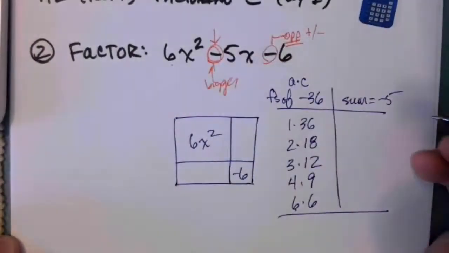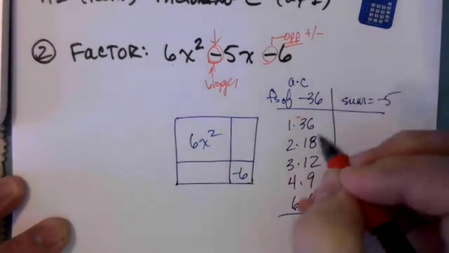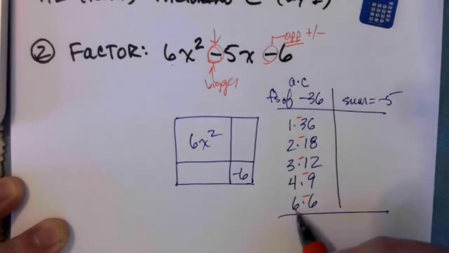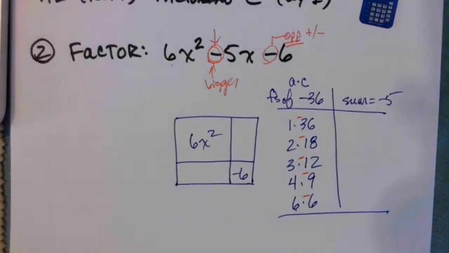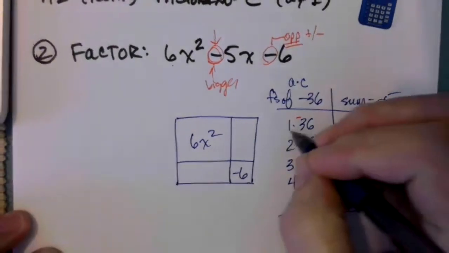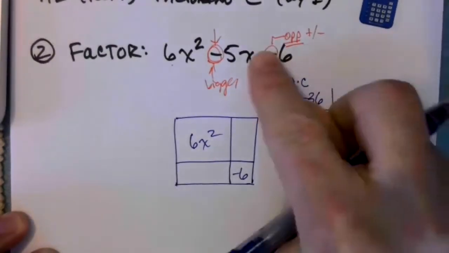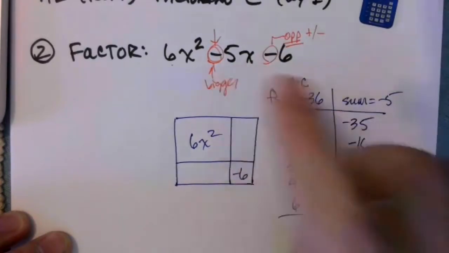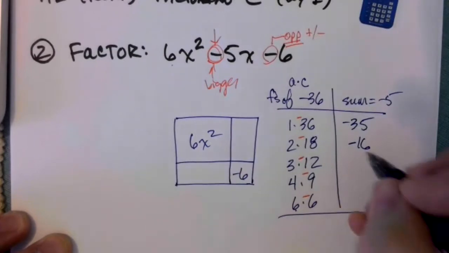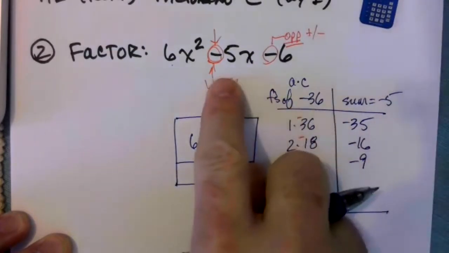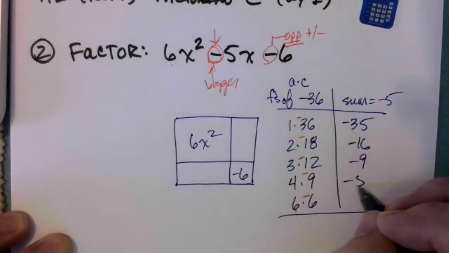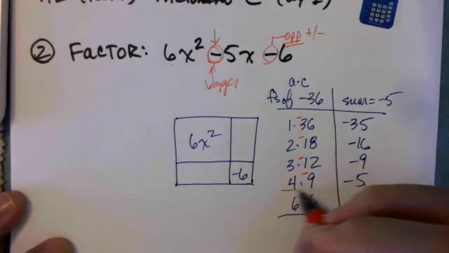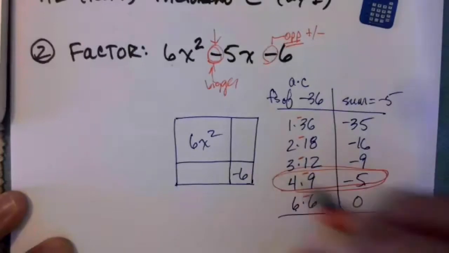Now remember, it has to be opposite signs. The bigger one has to be negative. So it would have to be negative 36 or negative 18 or negative 12 or negative 9. Okay, so let's talk what they add up to. This would be negative 35. That's not B. This would be negative 16. Still not B. This would be negative 9. Still not B. This would be negative 5. Okay, that's it. This one would be 0, just to have a complete list. So this is the one we're looking for.